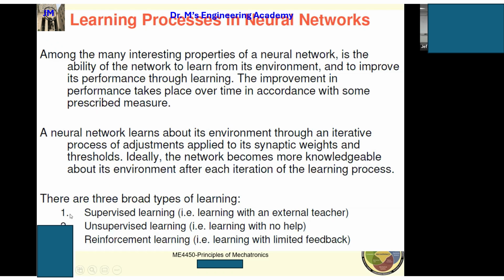There are three broad types of learning: supervised learning, learning with an external teacher; unsupervised learning, learning with no help; reinforcement learning, learning with limited feedback. So there are three broad types of learning: supervised, unsupervised, reinforcement learning. Guys, if we ask you how many broad types of learning we have for ANN, for the neural network, you should be able to answer this question, right?